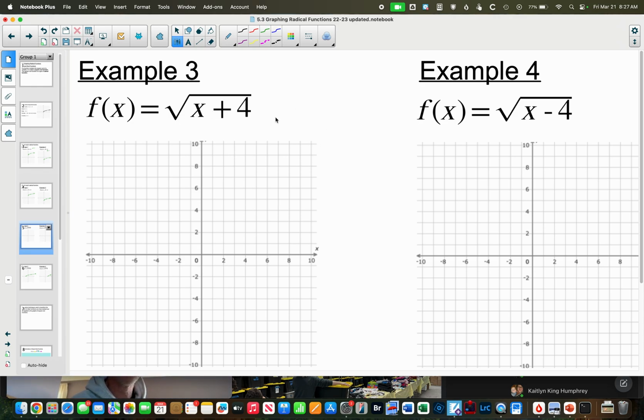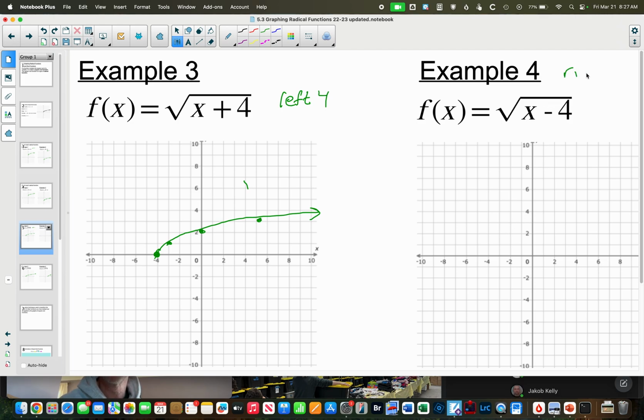Alright, when I directly add to x, it's going to move it left or right. So a plus 4 is going to go left 4. So we're going to start here. Over 1, up 1. Over 4, up 2. Over 9, up 3. And we'd have to go over 16, which doesn't fit on the graph. So, all right, there's our curve.